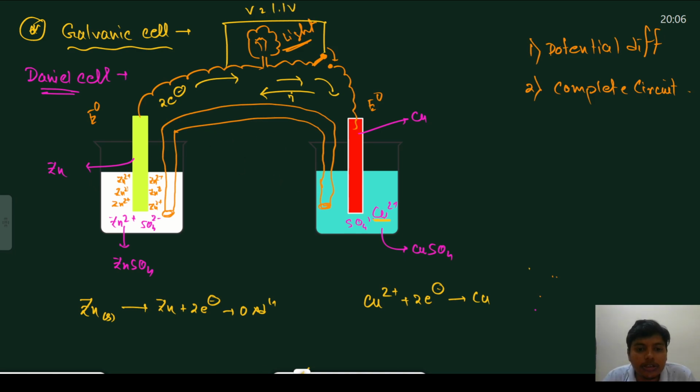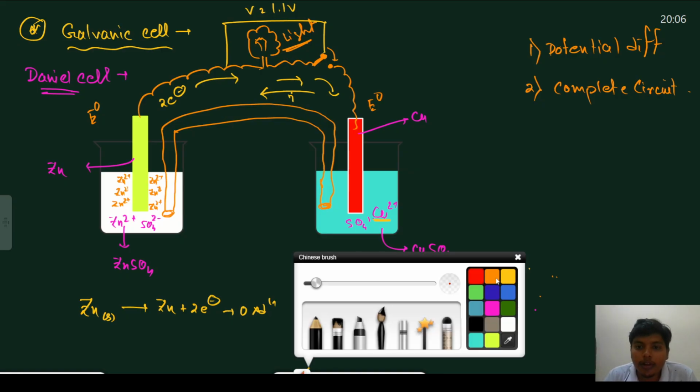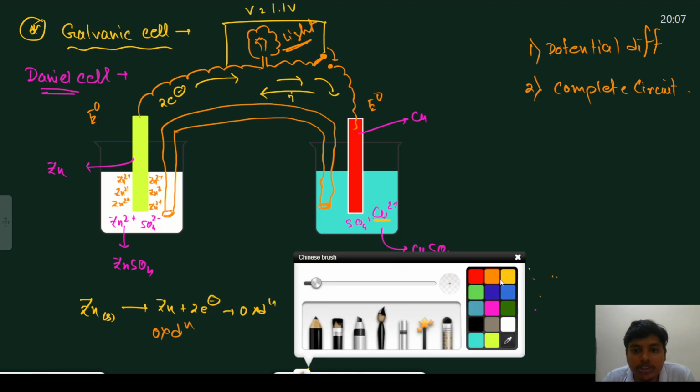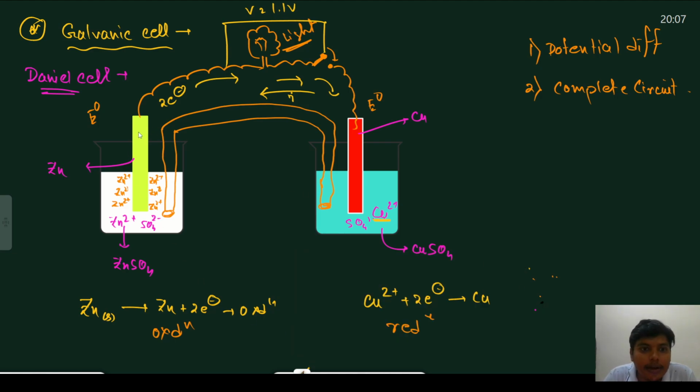Now there should be a voltage difference. Now listen to one thing, one by one. Here oxidation is happening, here reduction is happening. Which electrode has more electron density, zinc or copper? Copper. Where are electrons coming from? Zinc. So zinc can be considered negatively charged, and copper positively charged, yes or no?